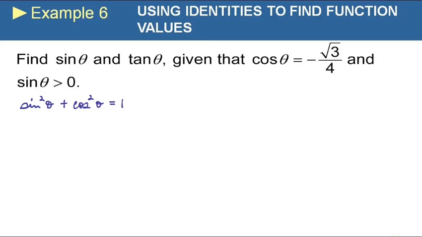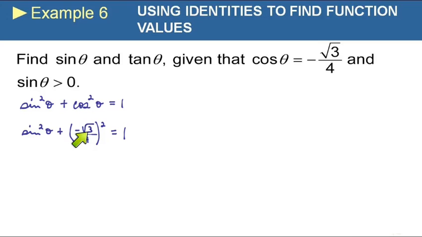So first, let's pull out the identity and look at it. Sine squared plus cosine squared equals 1. And now this identity relates cosine to sine because we are looking for sine and we know cosine. So I'm going to plug in the cosine value here and use that to find the sine. So I replaced cosine squared theta with the value of cosine squared. And so now let's work this out.